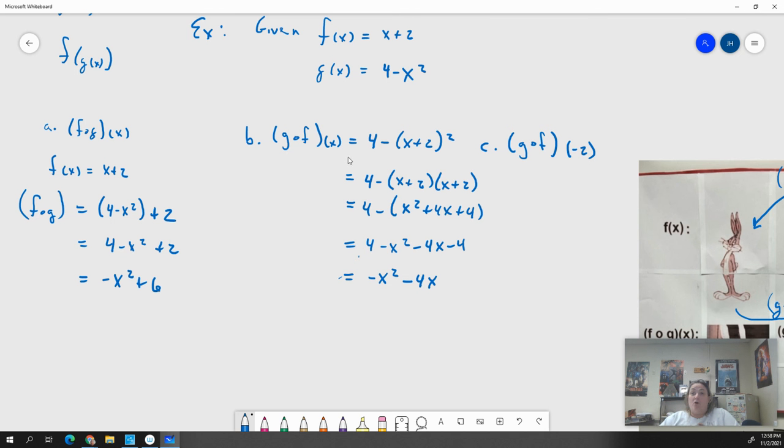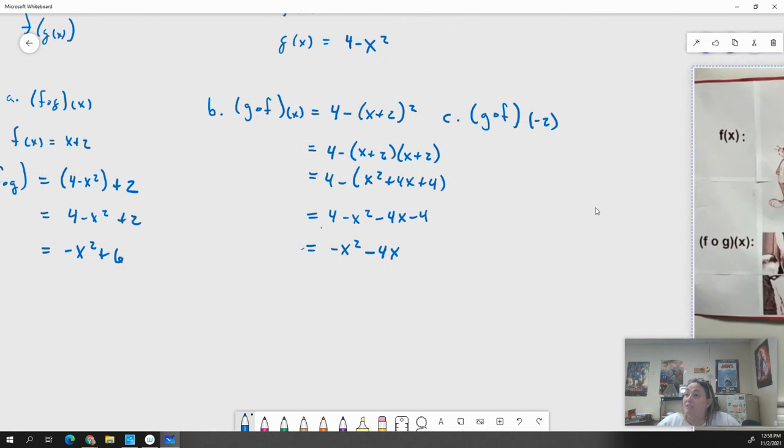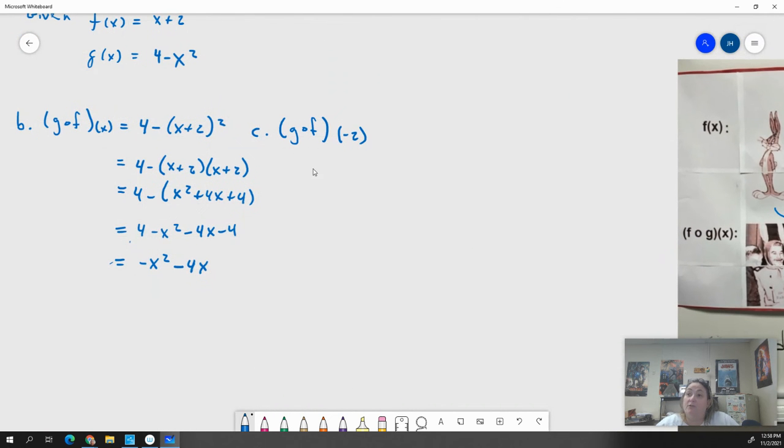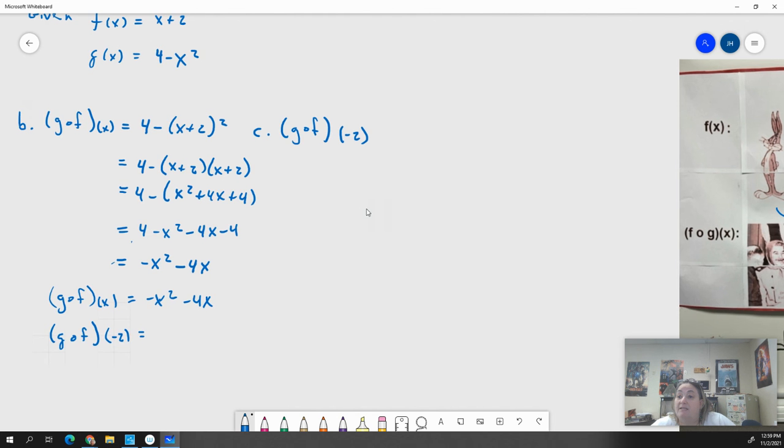And so we have solved these two out as much as they can be. But now if we look at part C, it's asking us for g of f of -2. But we know what g of f is, right? We just solved that: g of f of x equals -x squared minus 4x, right? We just solved that. We know what that equals. So g of f of -2 means that we're just going to plug -2 in where there's an x here.